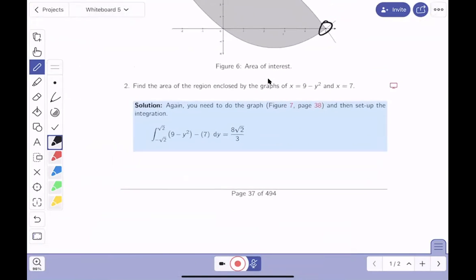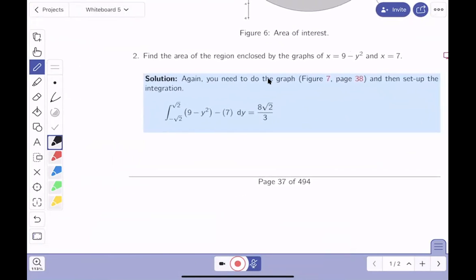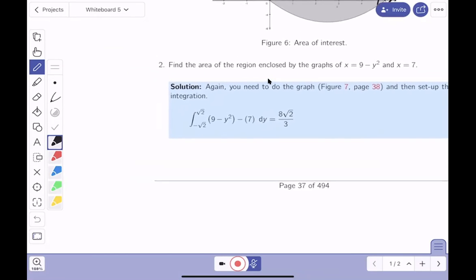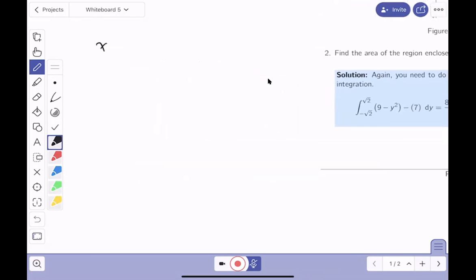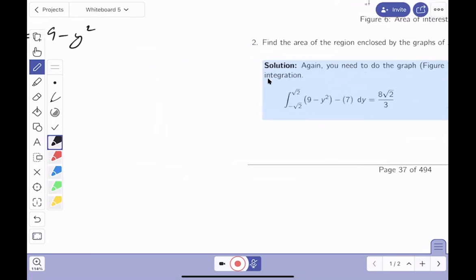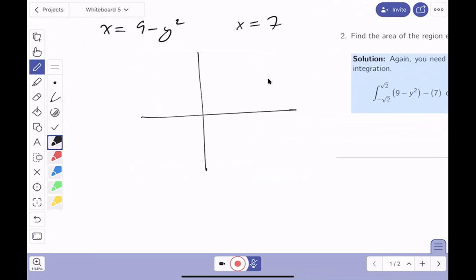All right. Let's do this one over here. Really the same story. And again, I know they give me a picture, but I'm not going to take their picture. I'm just going to do the problem. All right. So it's x equals 9 minus y squared. And the other one is going to be x equals 7. Well, I'm going to visualize. Sometimes you need to be able to visualize what they're asking you to do. And they're asking for the area bounded by those curves.